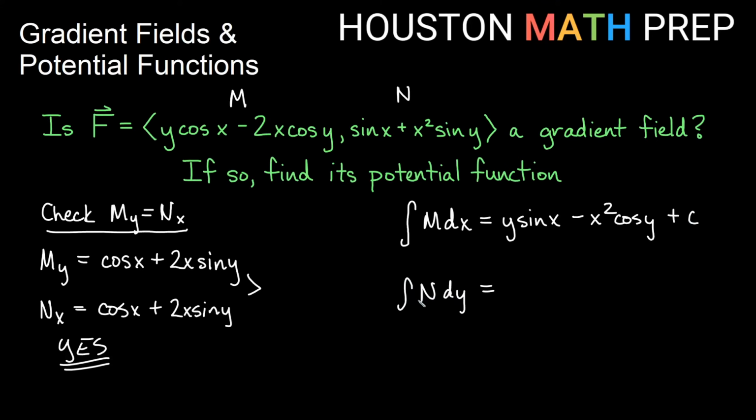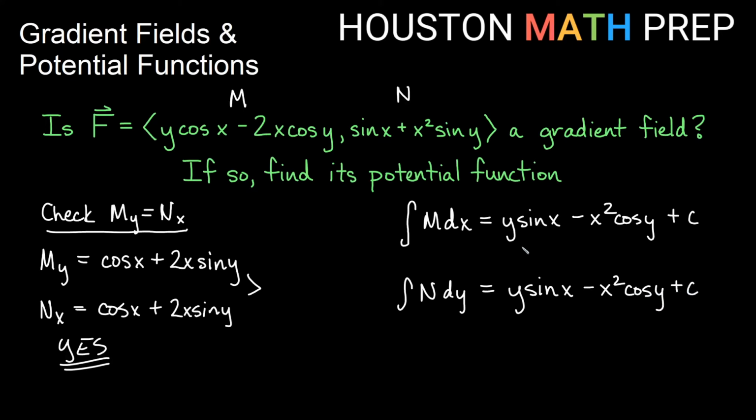Let's do the antiderivative of n dy. So if I integrate sine x with respect to y, this is just a constant, so if I integrate, I get y times that constant. And if I take the antiderivative of this with respect to y, then my sine y becomes a minus cosine y, so I get minus x squared cosine y plus c.